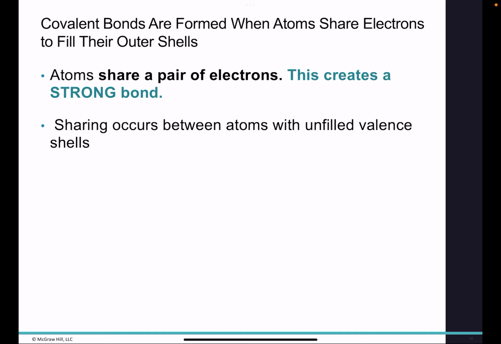One of the ways that molecules are formed is through the production of covalent bonds. Covalent bonds are formed when atoms share a pair of electrons to fill their outer shells. So valence electrons that are unpaired in each of the individual atoms are going to interact and be shared between two different atoms. This is going to create a strong bond because it produces stability, because those valence shells are filled up.